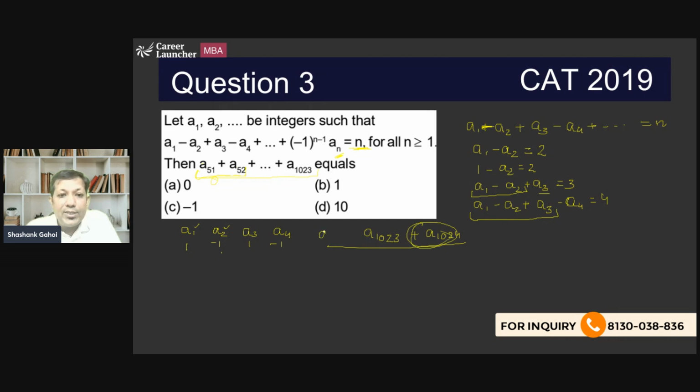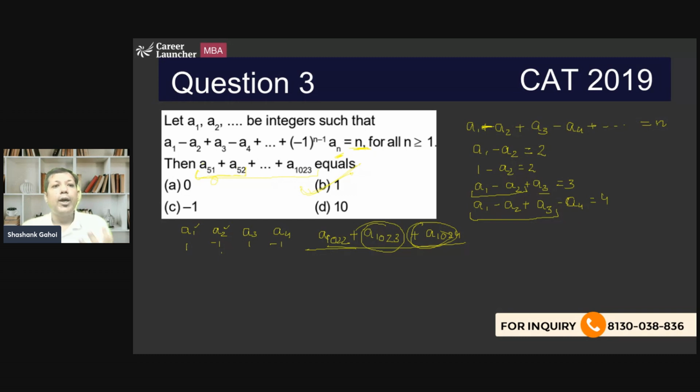So till a1022, the sum of the series is going to be 0, because alternate terms are 1 and minus 1. So what is left out in this series? That is a1023. That is an odd term, and the odd term is 1. So the answer of this question is going to be option B. That is going to be 1, and that's how we are going to approach this particular question.